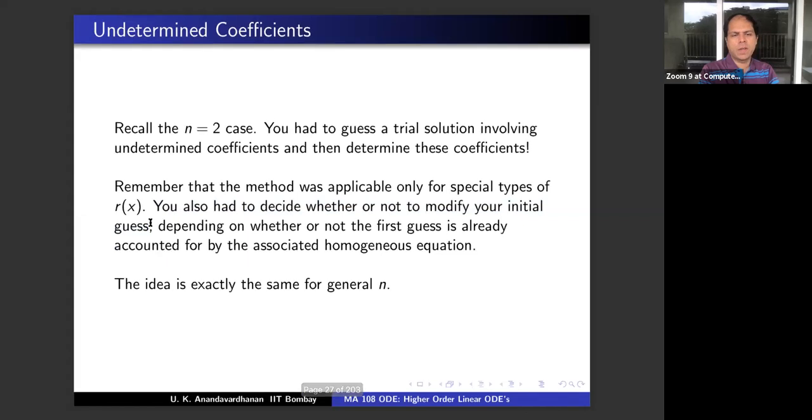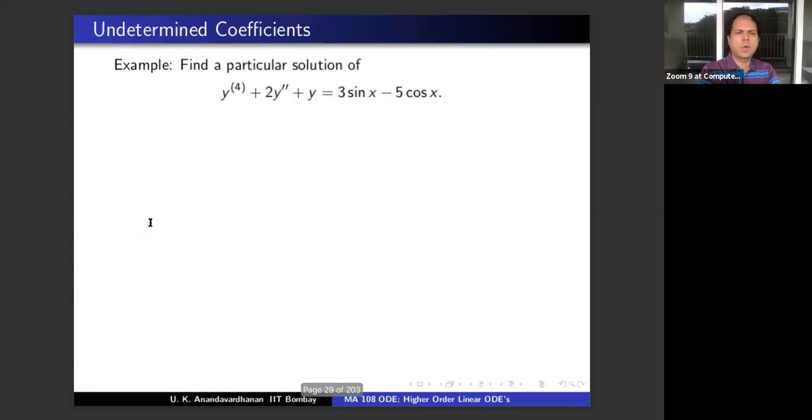So you know this method very well. Exactly the same idea works for n, so we will only do a few examples. What will you do first? You will solve the homogeneous part. Why do you have to solve the homogeneous part? Because you want to understand finally whether you have to multiply by x, etc. So solve the homogeneous part. What is the characteristic polynomial?